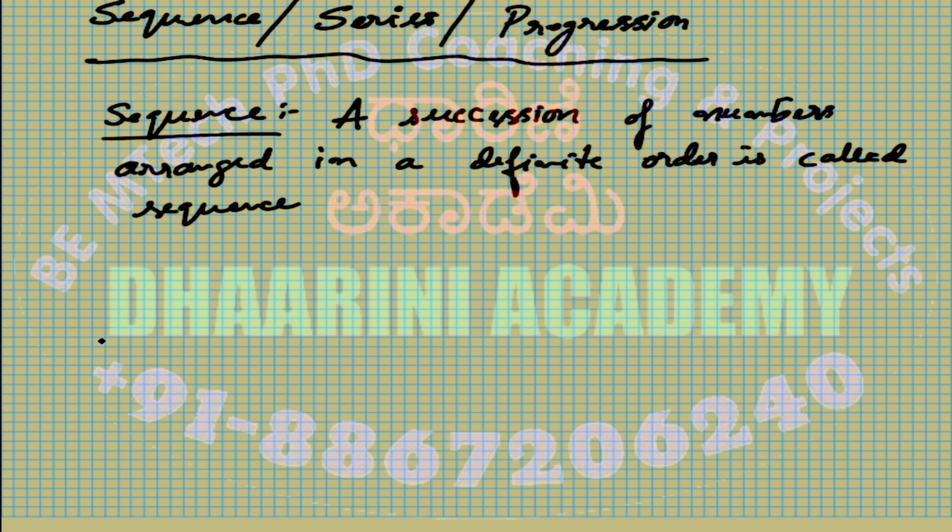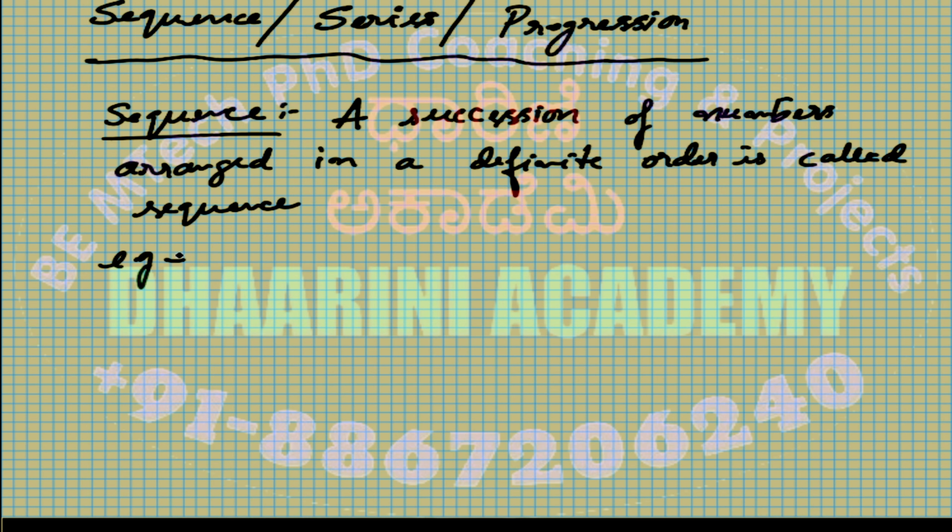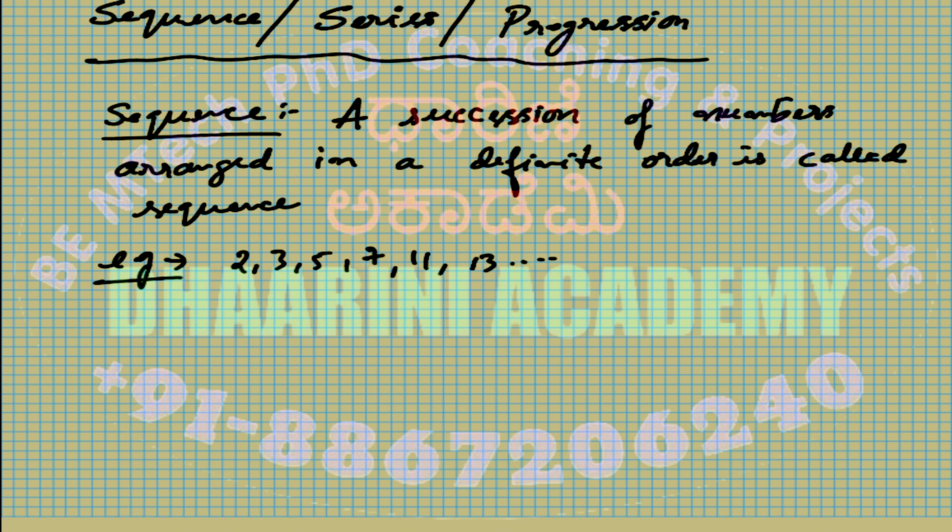So for example, this is 2, 3, 5, 7, 11, 13, and so on. This is a sequence. We cannot write any formula for this sequence, but there is an order for it: the order of prime numbers.